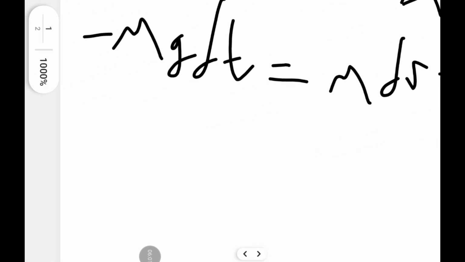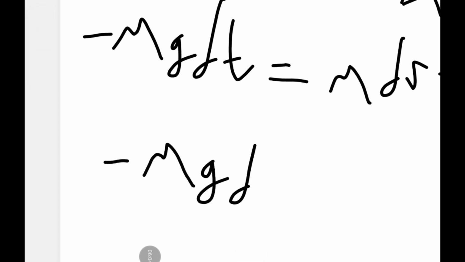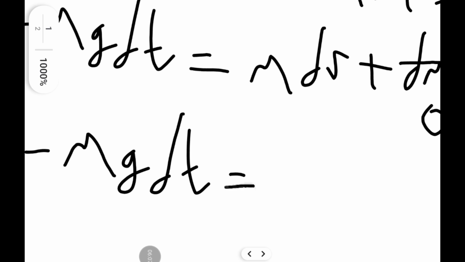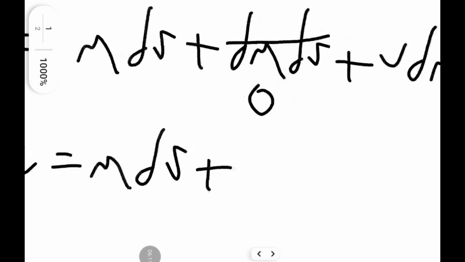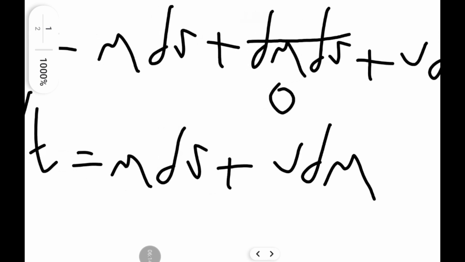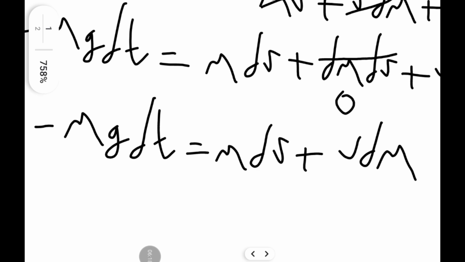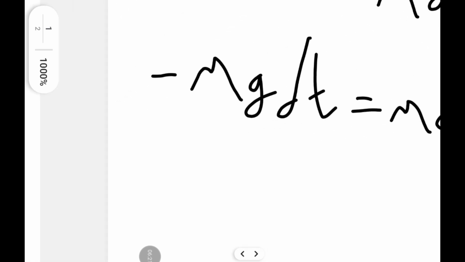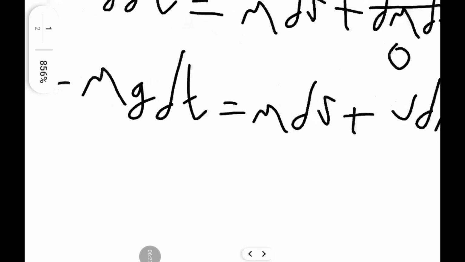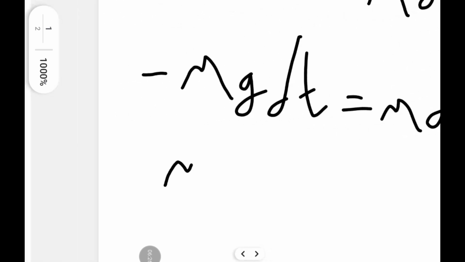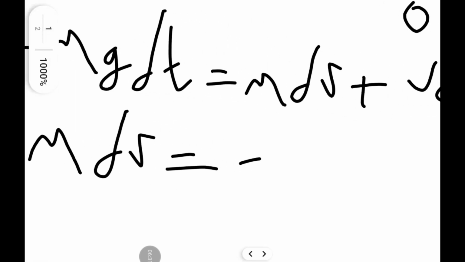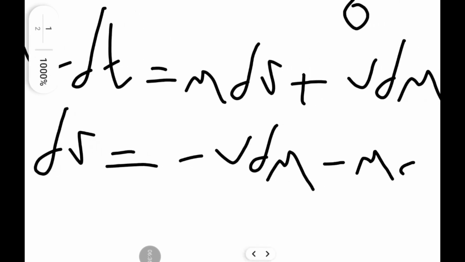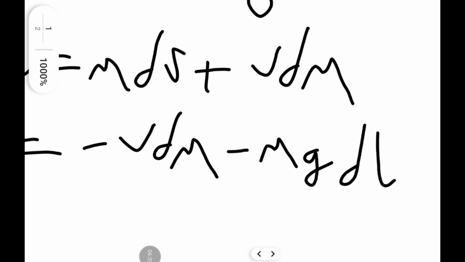And so the final form is minus mg dt is equal to mdv plus u dm. Now this is the form we have now. Let's put it into a different format. Let's just rearrange it. So let's put the u dm on the other side, and we'll switch it around. So we'll have mdv is equal to minus u dm minus mg dt. So we have it in this format now.